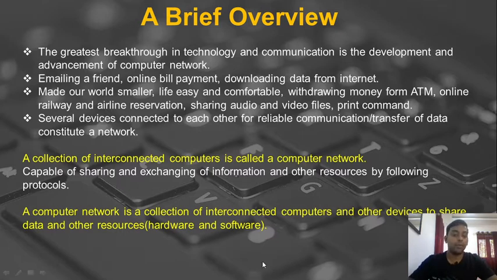Then here is the actual definition of computer network. It's a collection of interconnected computers. A collection of interconnected computers is called a computer network, and it's capable of sharing and exchanging information and other resources, like printer, scanner, modem, router, all those kinds of things, by following some protocols.